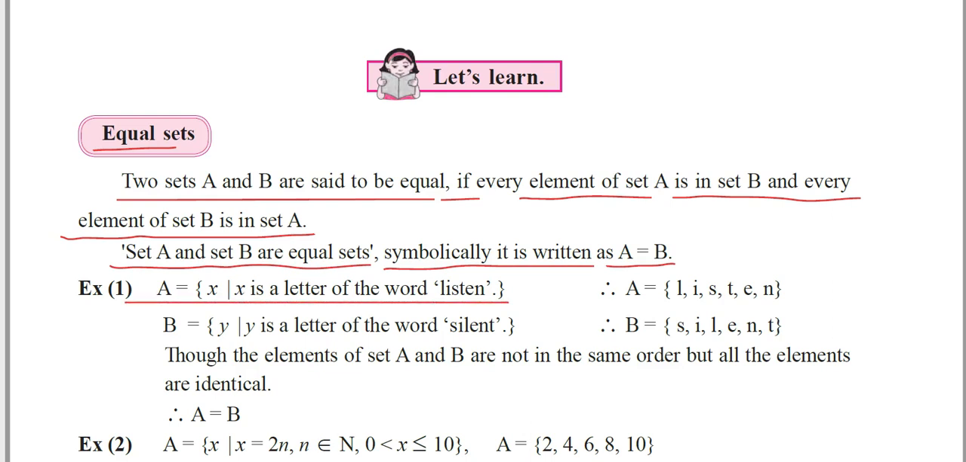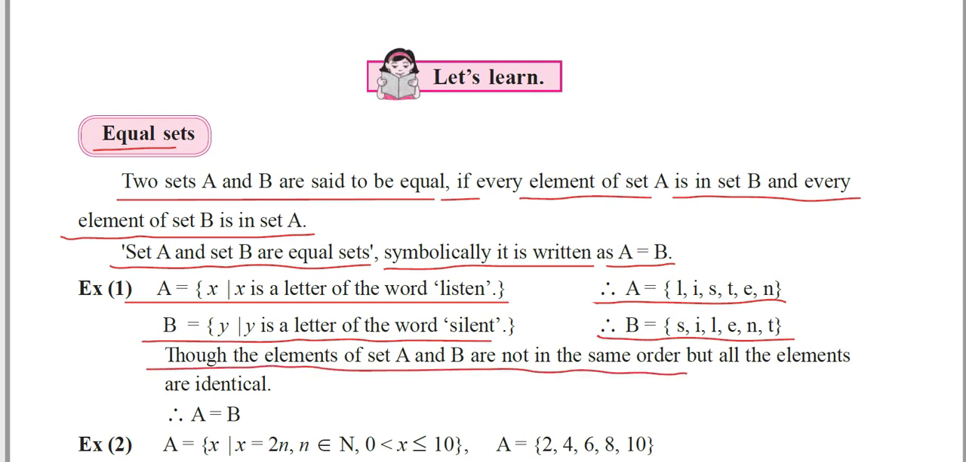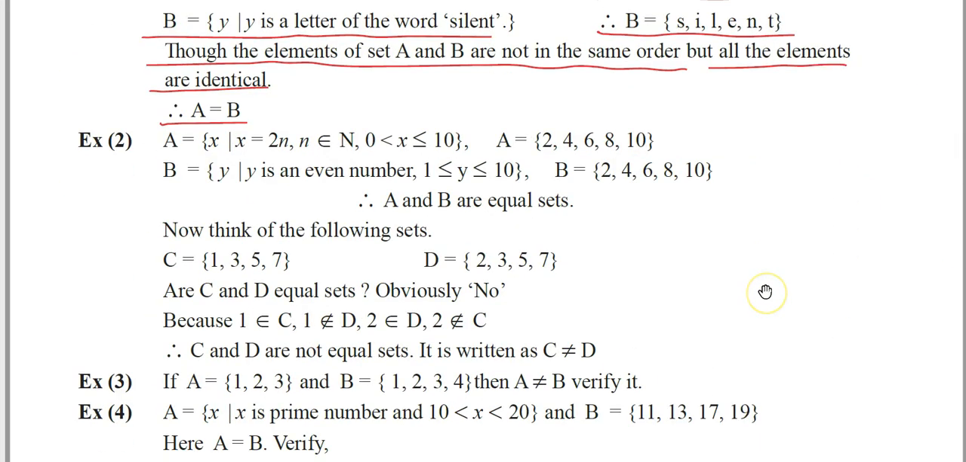Now the example number 1. Capital A is equal to {x such that x is a letter of the word listen}. Listen मध्ये कोणते letter येतात L, I, S, T, E, N. B is equal to {y such that y is a letter in the word silent}. That is, therefore B is equal to {S, I, L, E, N, T}. Though the elements of the sets A and B are not in the same order, they are identical. Therefore A is equal to B.